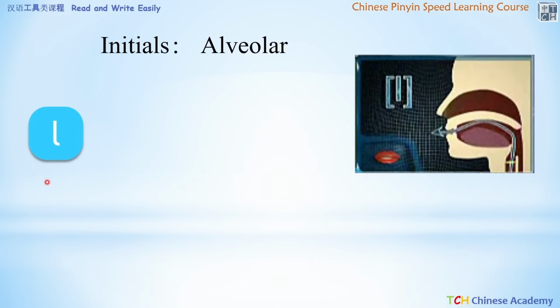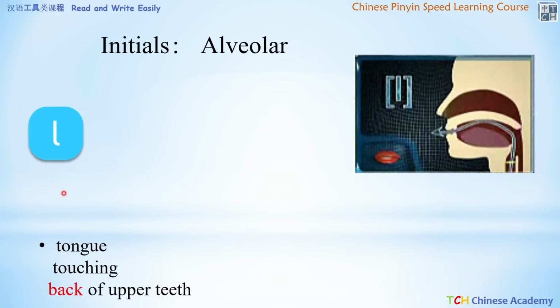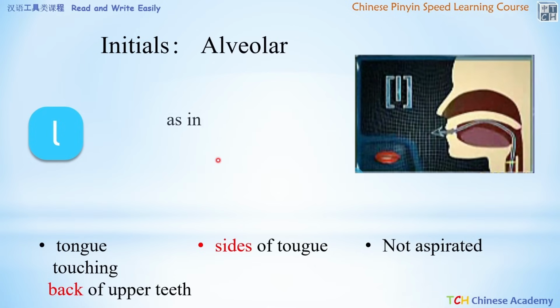Now let's look at the last alveolar initial, l. When we pronounce this sound, touch the tip of the tongue to the back of the upper teeth, and then let the air out through both sides of the tongue. And this sound is not aspirated, just as in the English word line. So, l.